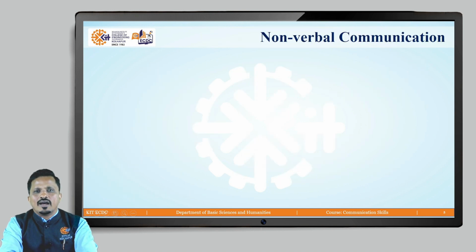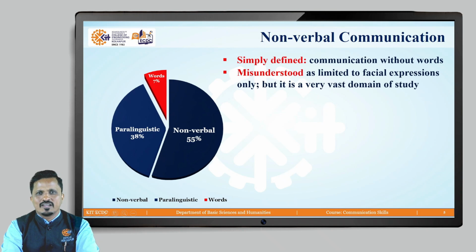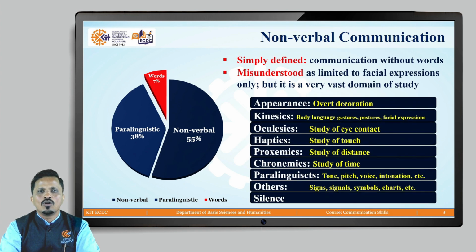Let's move ahead and see non-verbal communication and its definition. Simply defined: communication without words. When we talk about non-verbal communication, it is communication without words. But most of the time when we use the term non-verbal communication, it is mostly misunderstood as facial expressions. It is not only facial expressions; it is a very vast domain of study, and many things are involved in this.